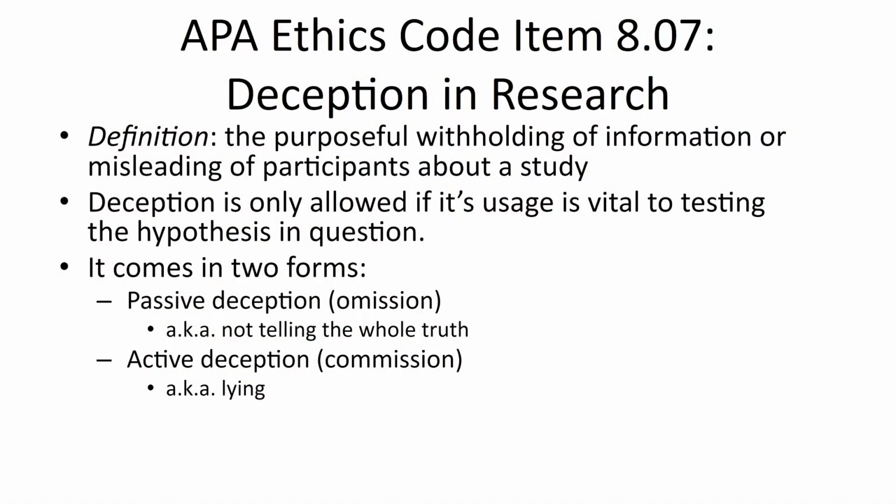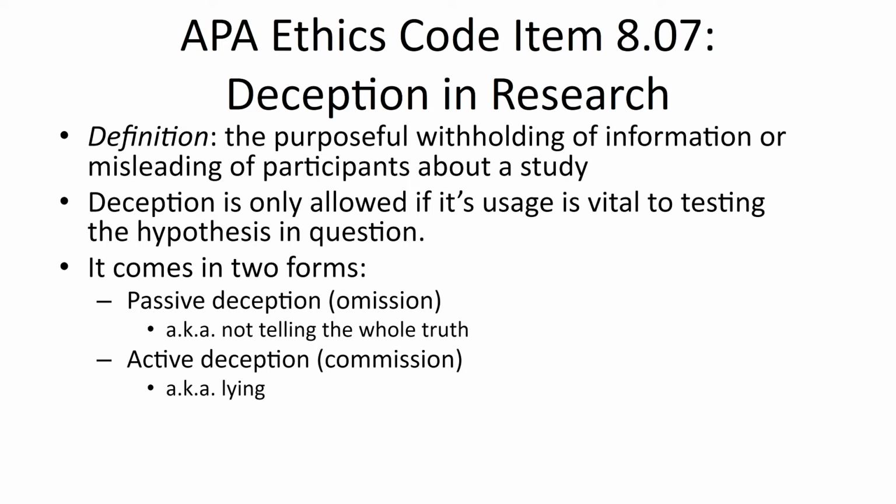Now, APA Ethics Code Item 8.7 refers to the use of deception in research, which can be defined as the purposeful withholding of information or misleading of participants about a study. Now, deception is only going to be allowed if its usage is vital to testing the hypothesis in question. And deception comes in basically two forms.